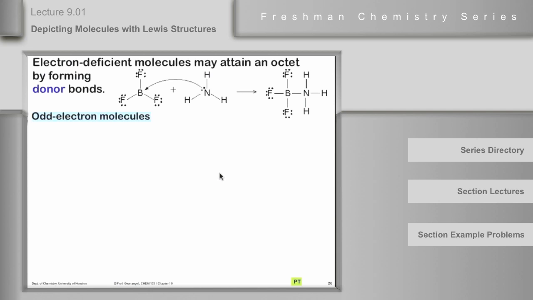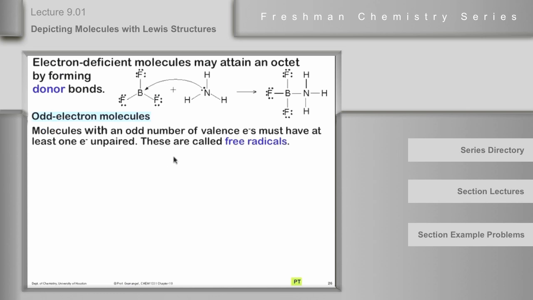Then there are odd electron molecules, and these are easy to understand. If the total number of valence electrons for the atoms that are there is an odd number, something is not going to have an octet. Something will have an unpaired electron, and it may have 7 electrons. It can never have 9 if it's a carbon or a nitrogen or oxygen, something like that, but it can have 7. And when there's 1 or 2 or 3 electrons unpaired, these things are called free radicals.